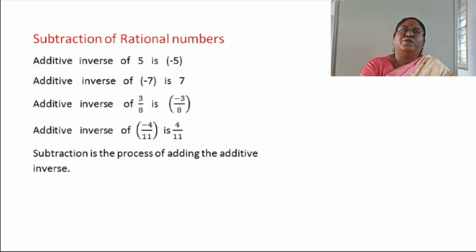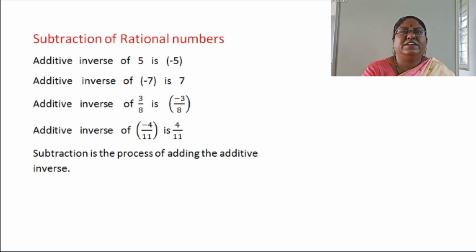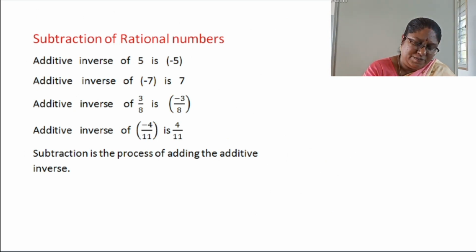Next concept. Up to this you have seen the properties of addition, closure, identity, commutative, all of which you have applied and written. Next we are going to move to subtraction of rationals. Before going to the deeper properties, first you should know the basics, because here the main word you are going to use is additive inverse. What is it? Suppose the additive inverse of 5 is minus 5. Same number but opposite sign.